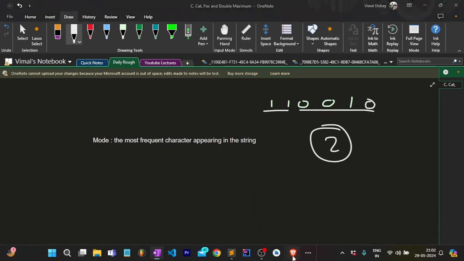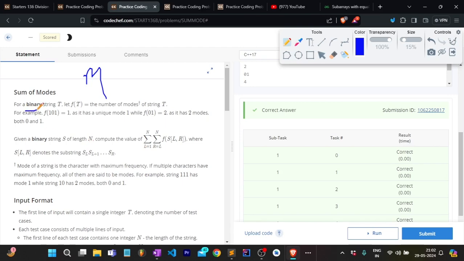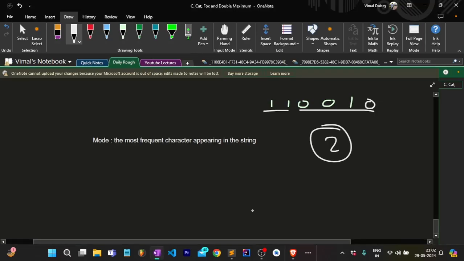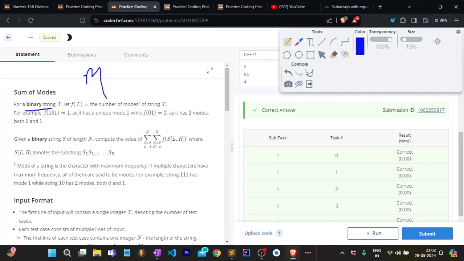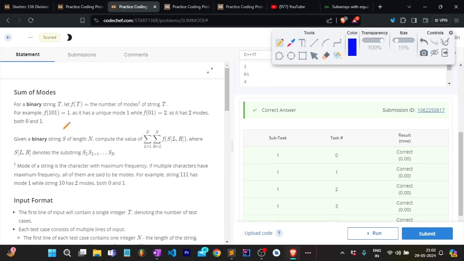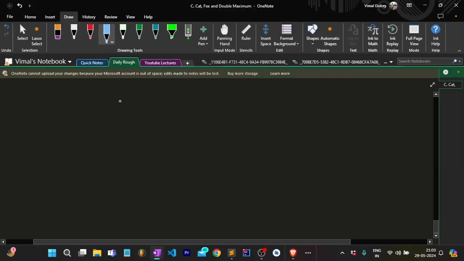Since the string is a binary string, here they have mentioned that the string is a binary string, there will be at most 2 modes of any particular substring that you can choose here. Fine. And now let's see what they are asking for. The problem statement says that given a binary string s of length n, compute the value of the number of modes of each particular subarray of the given string. Basically, they want us to calculate the mode of each particular subarray of a given string.